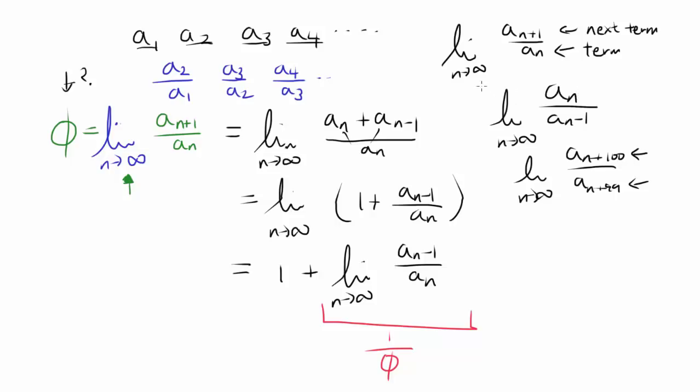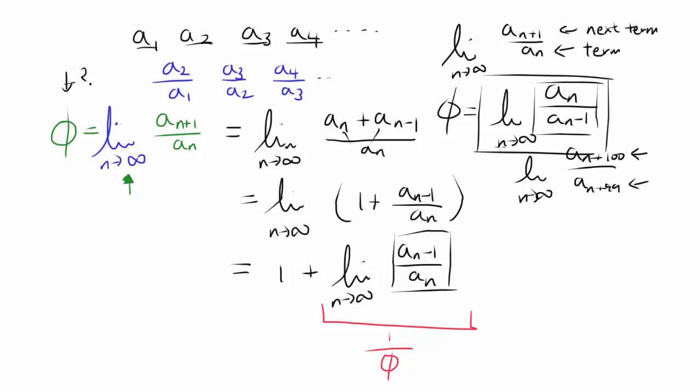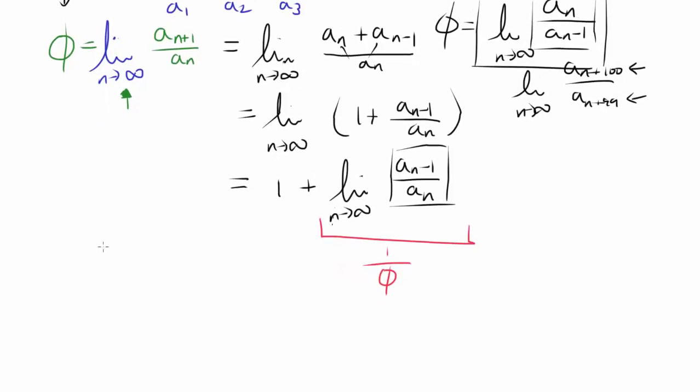So we know we can also treat phi as the limit as n approaches infinity of a sub n over a sub n minus 1, and realize that this ratio is just flipping what we used to have. So you're just flipping it, so that's going to be 1 over phi. So that's telling you phi is equal to 1 plus 1 over phi.